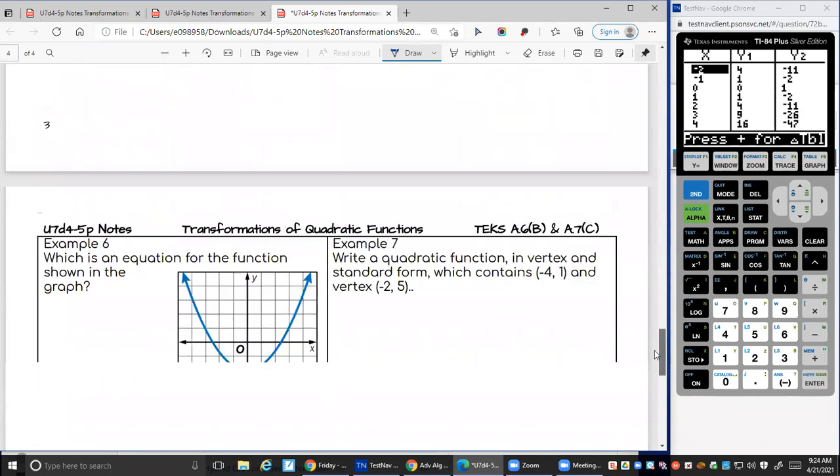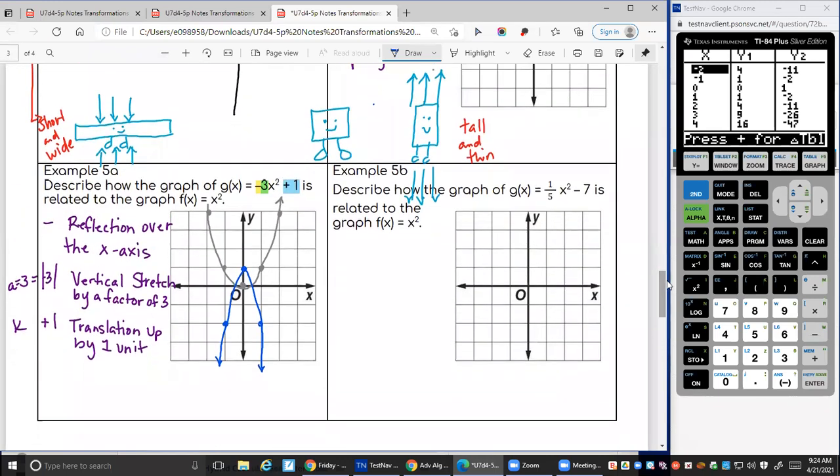All right, guys. So let's go ahead. I'm going to go ahead and pause this real quick. I want you to write down the predictions. What do you think? What transformations are going to happen here?